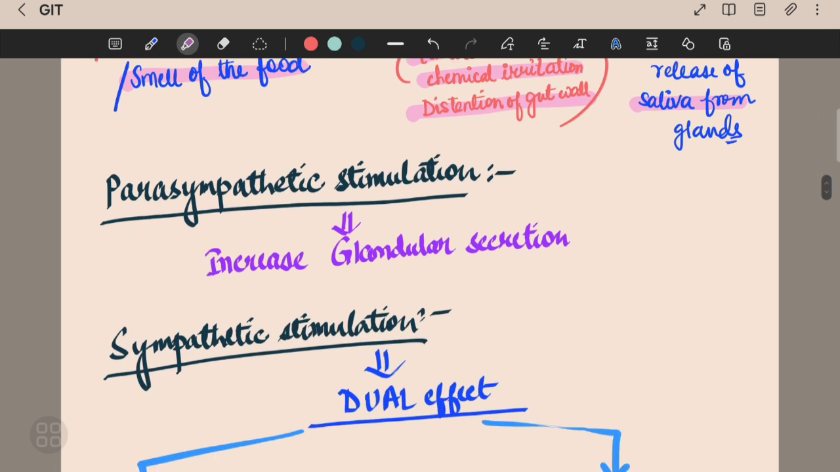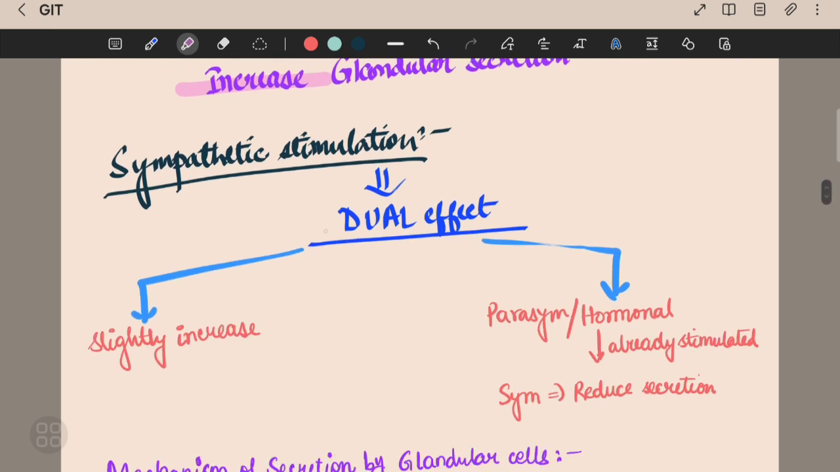Now coming to the parasympathetic stimulation: remember, salivation is mainly under the control of parasympathetic stimulation, which will increase the glandular secretion, so the salivary glands start producing saliva. Sympathetic stimulation has a dual effect. At times there can be a slight increase in saliva production, but if there is already stimulation by the parasympathetic system or by a hormone, then the sympathetic system will try to reduce the secretion.